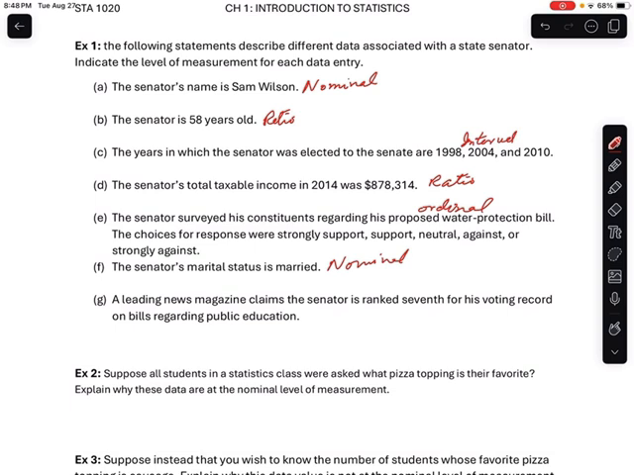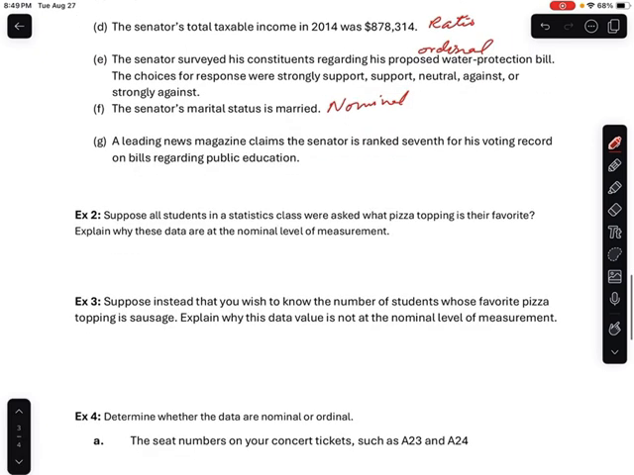Next it says, this leading news magazine claims the senator is ranked 7th for his voting record on bills regarding public education. So it's a ranking. Ranking is qualitative data, but ranking is something which can be arranged in order. So this is ordinal. Okay, let me stop here, and the rest of the examples in the next video.